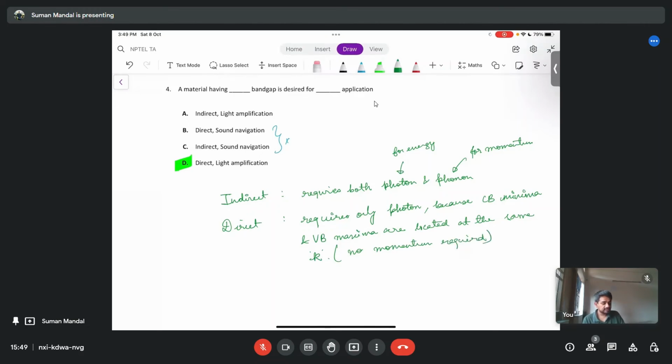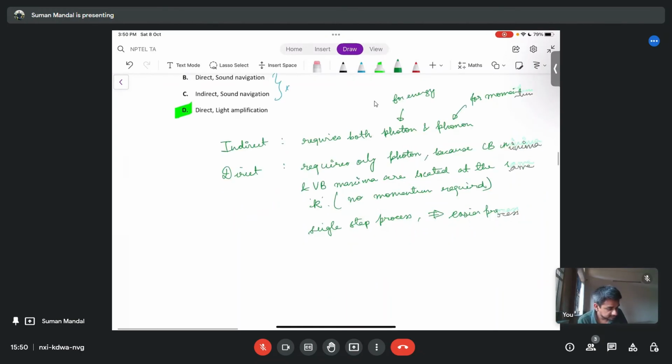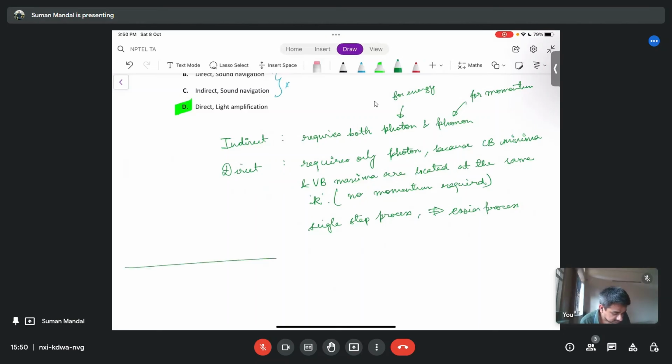So this is an easier process. It's a single step process. Therefore, it is more effective. It's a much easier process. And therefore, for anything related to the incoming of electrons, so this is what we have like this, right? Okay.